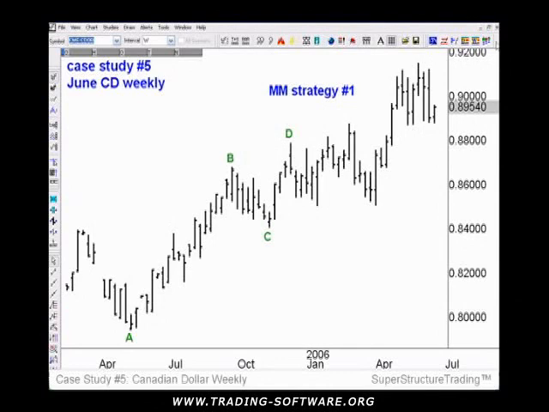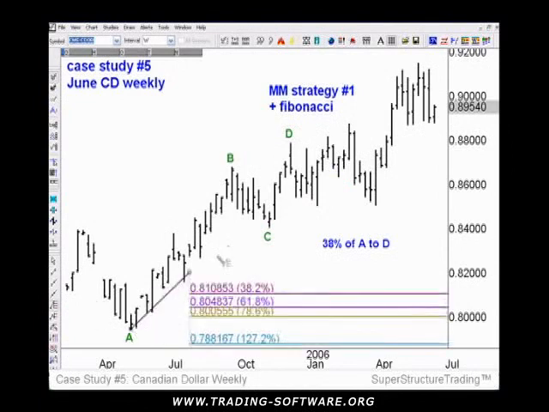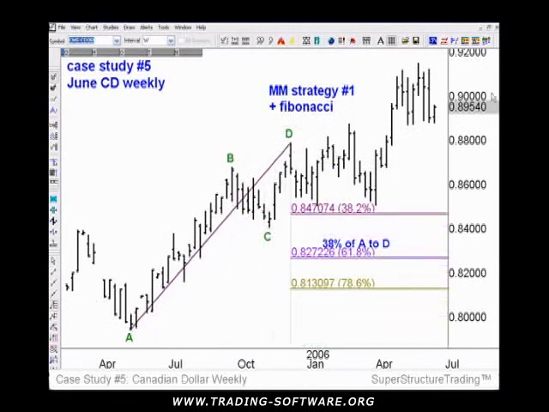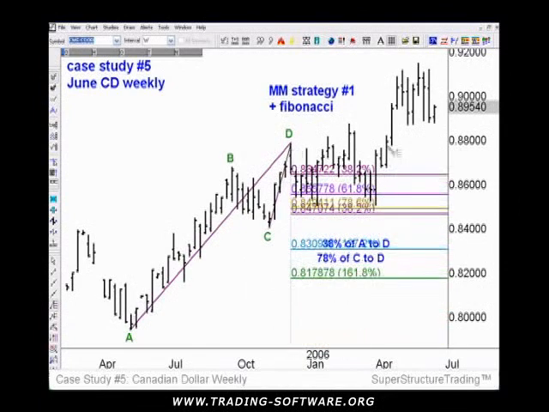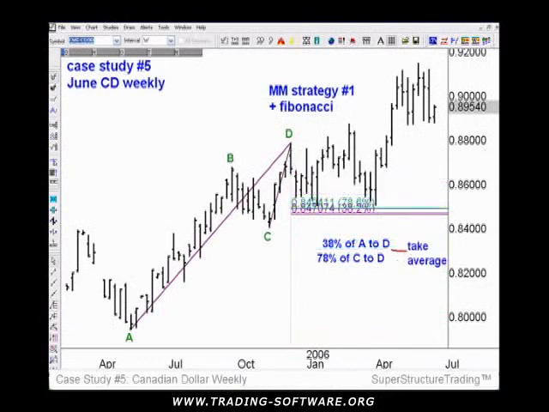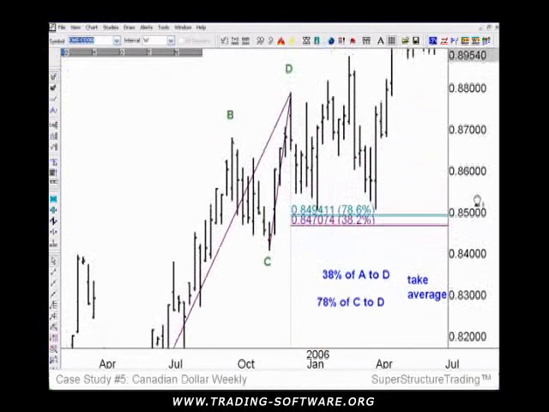In the very raw form, you will be buying when price pivots above this high here, which means you'll be buying on that bar on its way up. That entry would get you stopped out right here when it moves below that pivot low. But let's do strategy number 1 with Fibonacci ratios. That setup says to use 38% of the AD move and 78% of the CD move, and take the average. Let's take a closer look.